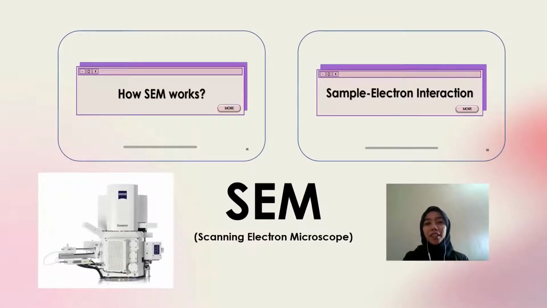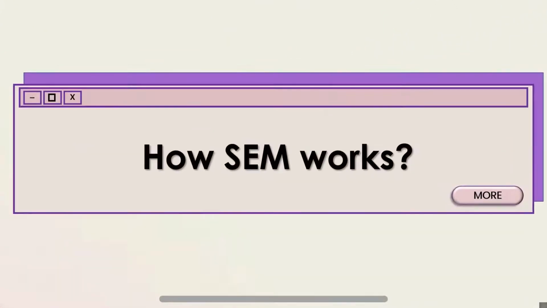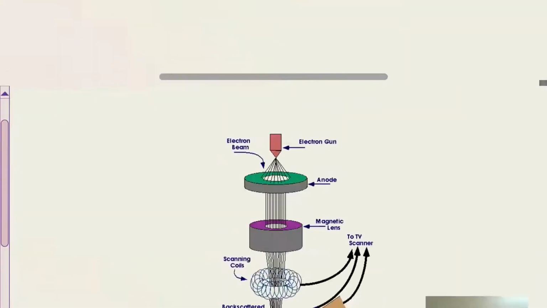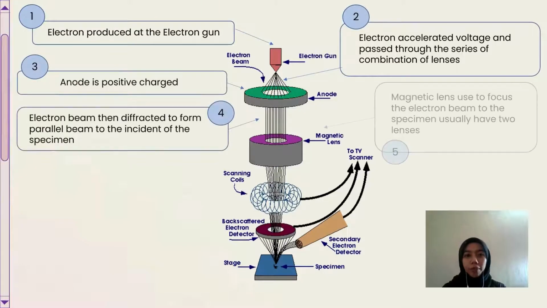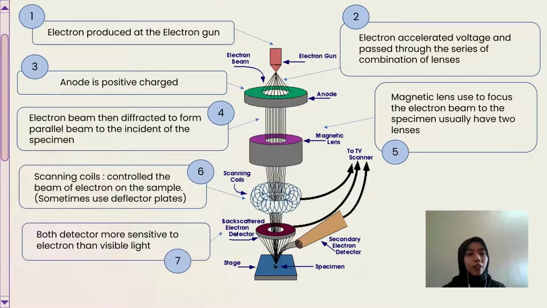Hi, I'm Fatihah and I will talk about how SEM works and the interaction between electron and sample. So, how does SEM work? First, the electron beam is emitted from an electron gun that is usually fitted with a tungsten filament cathode because it has a high melting point and low vapor pressure, and the cost is also inexpensive.